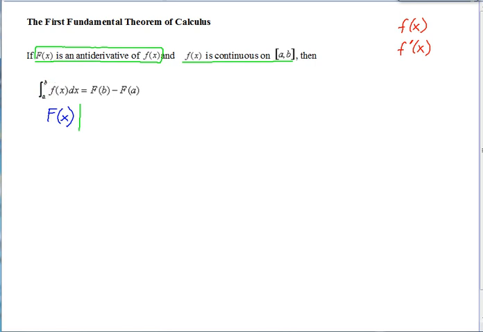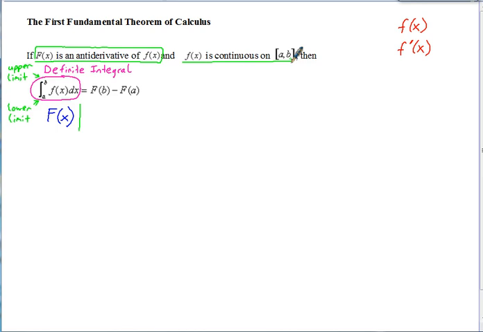Actually, let's define some terms first. This whole thing is referred to as the definite integral. The way you can tell it apart from an indefinite integral is that it has, usually, specific numbers. These are constants a and b here, where a is the lower limit of the definite integral, and b is the upper limit. They come from the interval you're looking at, in this case, from a to b.